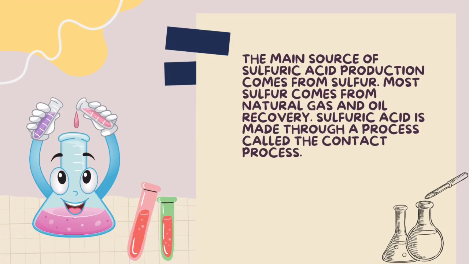The main source of sulfuric acid production comes from sulfur. Most sulfur comes from natural gas and oil recovery. Sulfuric acid is made through a process called the contact process.